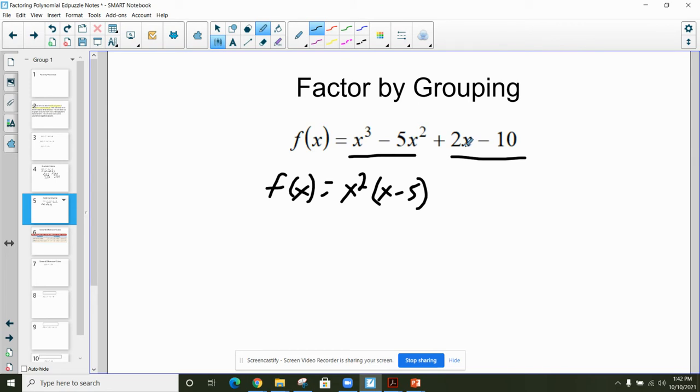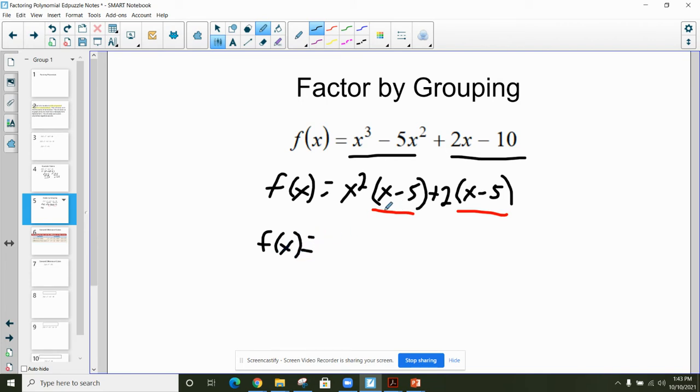Then we move to the next group. We have 2x and 10, so what do those have in common? A 2. I'm going to take out a positive 2, so it's plus 2 here, and that leaves me with x minus 5. Now, how do I know that factor by grouping works? At this step, these 2 are the same, so factor by grouping works. This tells me I can continue to factor because these 2 terms have a common factor. They both have an x minus 5 in them.